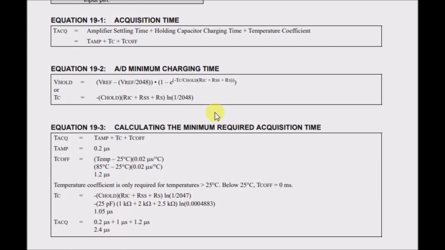Equation 19.2. AD minimum charging time. VHOLD equals VREF minus VREF divided by 2048 multiplied by 1 minus e to the power of all this stuff, which I suppose has been defined. Or TC, HOLD. Should I read all this? Well, I'll read the headings. Calculating the minimum required acquisition time.